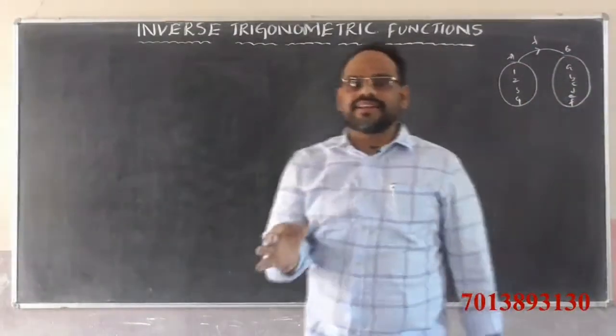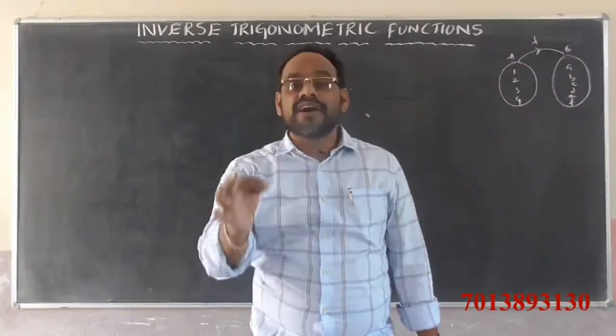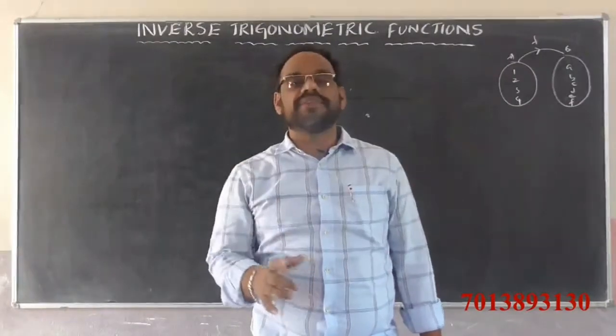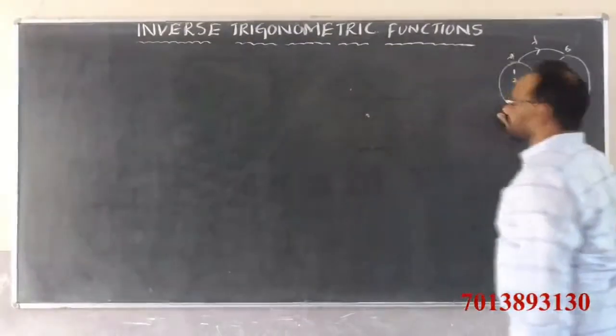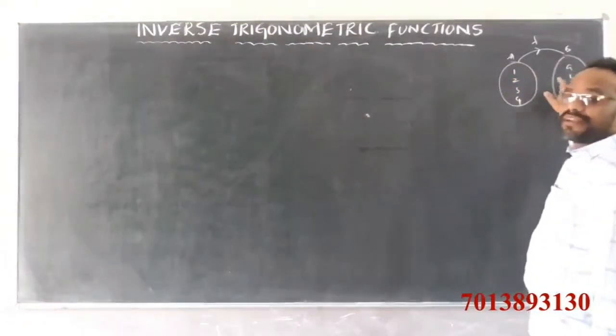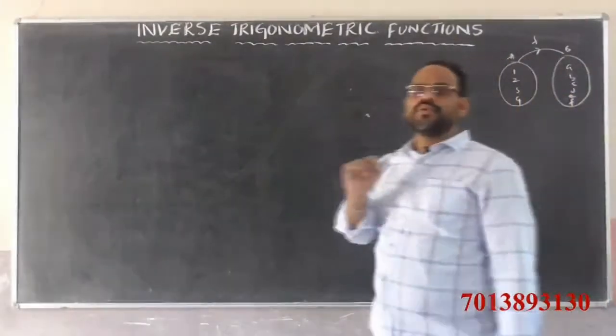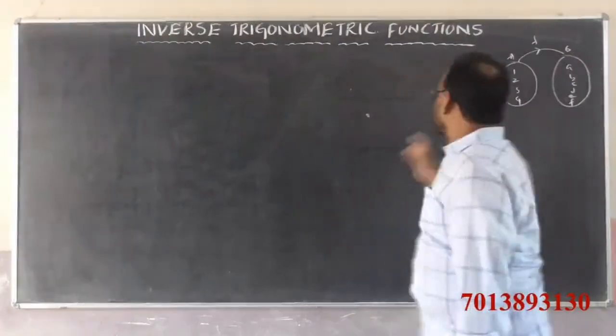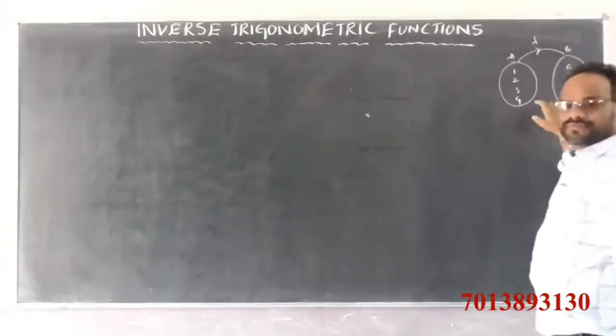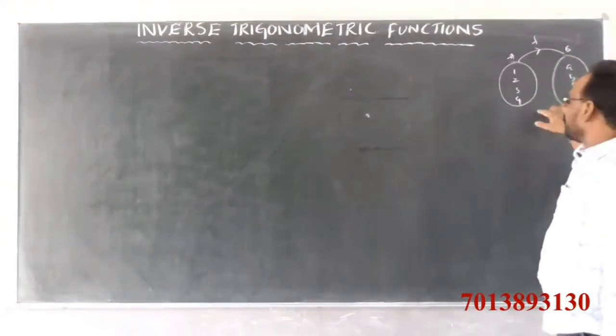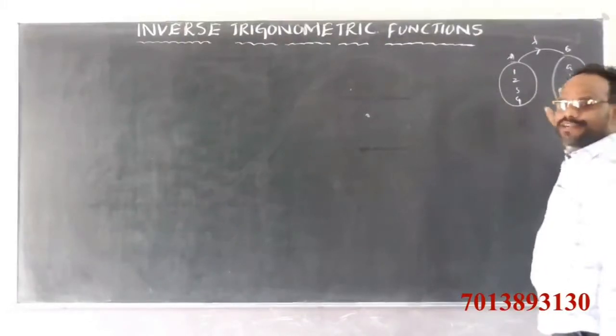Every element in set A is associated with a unique element in set B. That means every element in set A has a unique F image in set B. Then only F is called a function.